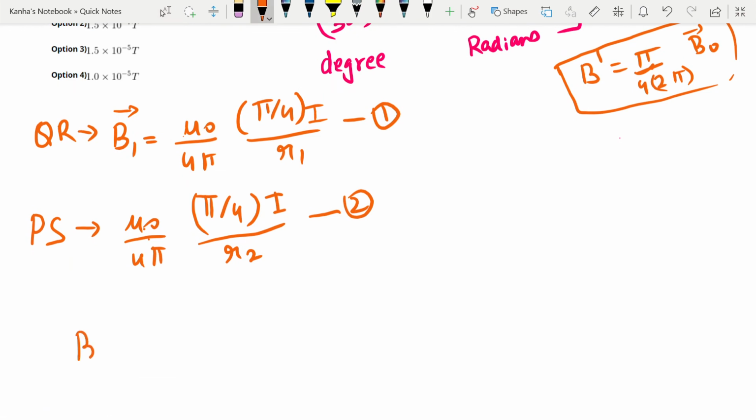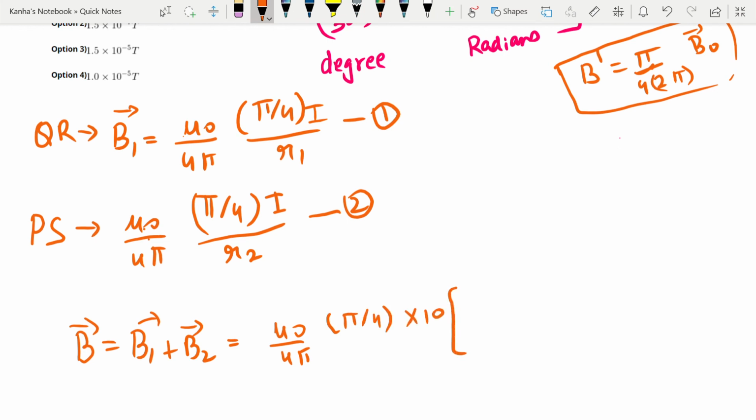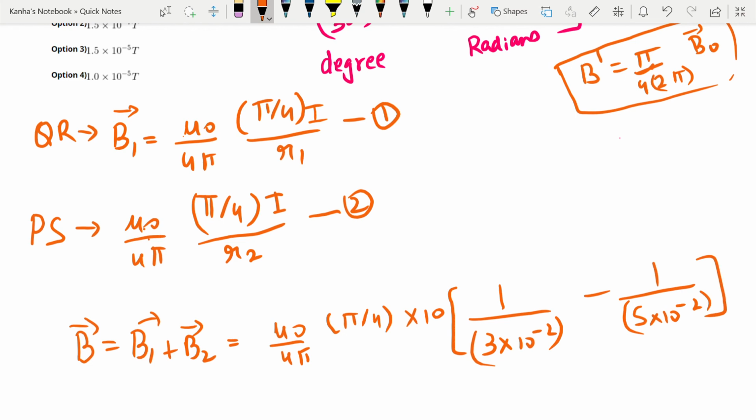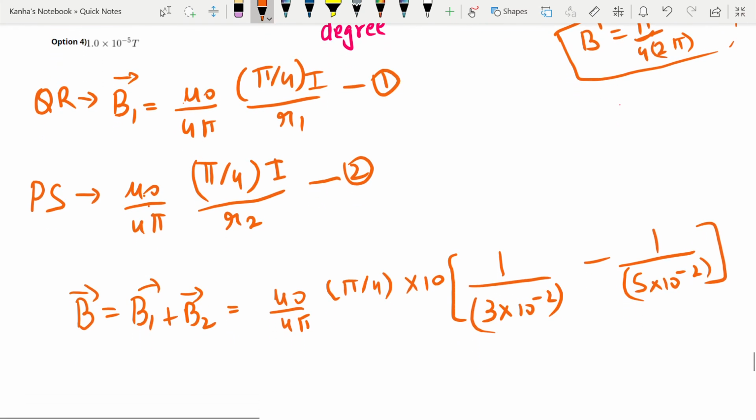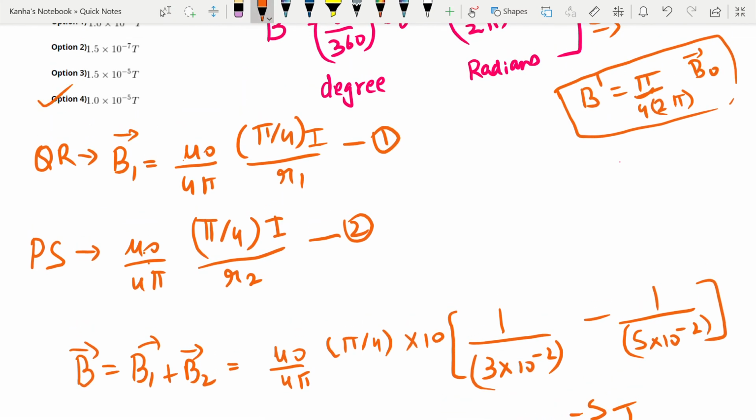Now it's very simple to write the net magnetic field as B1 plus B2, which is nothing but mu naught by 4 pi into pi by 4 into 10 into 1 by 3 into 10 to the power minus 2 minus 1 by 5 into 10 to the power minus 2, which gives us the answer as 1 into 10 to the power minus 5 Tesla, which is answer number 4.